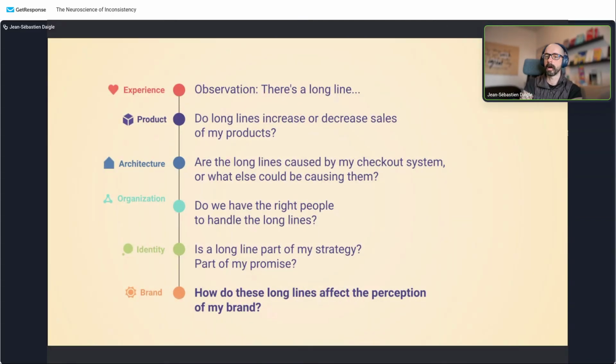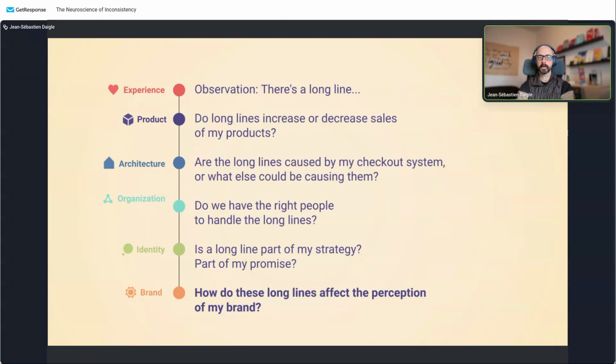Are long lines caused by my checkout system or is something else causing it? Is it because I'm too popular? Is it because there's a problem with my system? Is it because the capacity of the restaurant or the store I'm at is not balanced with the popularity? Might be a happy problem. Is it because of how I organize? Do I have the right people? Do they know how to handle everything quickly? Do I need to teach them something?